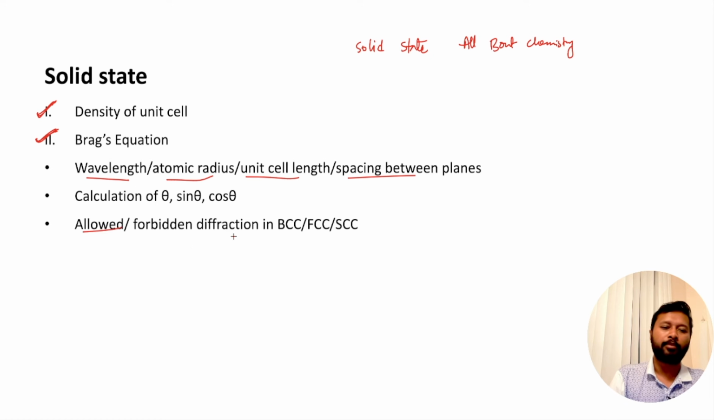Then allowed and forbidden diffractions in BCC, FCC and SCC. Based upon the Miller indices, you should be able to know which Miller indices are going to fall in BCC, which are going to fall in FCC, which are going to fall in simple cubic. So this is kind of a trick which you can use to solve such questions, but it's not difficult. It's a very easy topic.